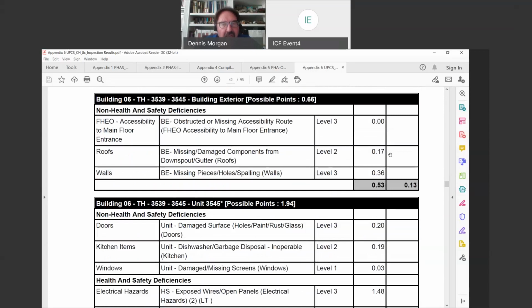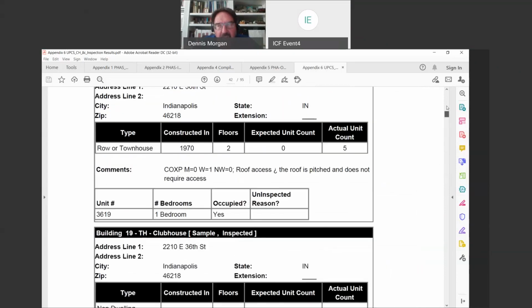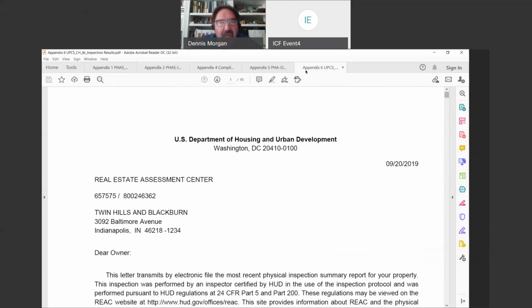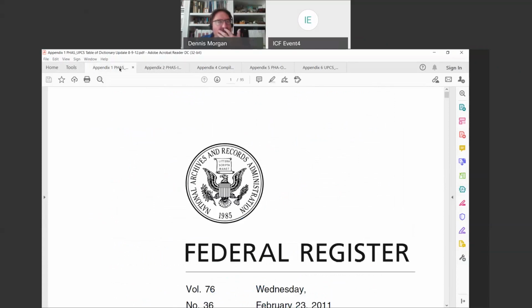And it all goes back to that dictionary of terms. It all goes back to focusing on the matrix, to focus on these items that have high point values associated with them as well.